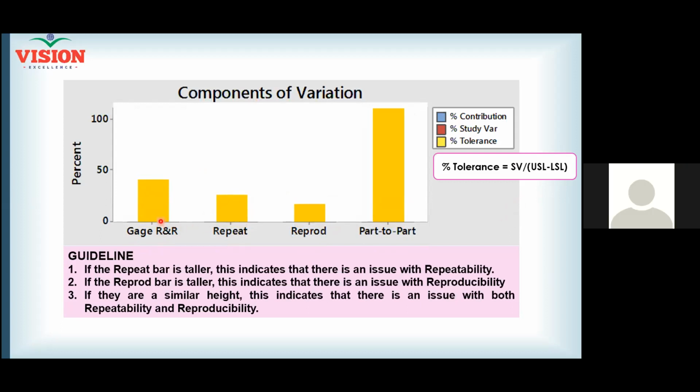And now gauge R and R. Gauge R and R is somewhere around 40%. You can understand your data is not credible. Your data is going to have an error of more than 30%. So can you use the measurement system? Definitely no. If it is 10 to 30%, conditionally okay.